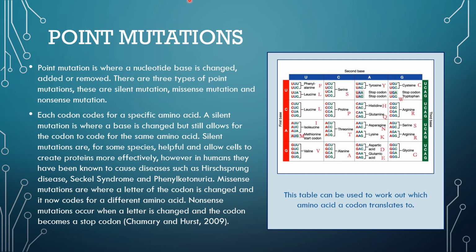Missense mutations are where a letter of the codon is changed and it now codes for a different amino acid. Nonsense mutations occur when a letter is changed and the codon becomes a stop codon. This table can be used to work out which amino acid a codon translates to.